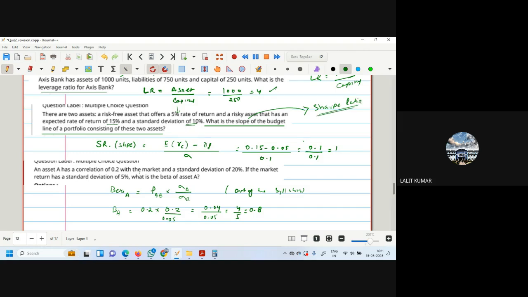Okay. So you calculate the Sharpe ratio, (E[R_C] minus R_F) by sigma. Everything is given and it comes to 1. Is this okay? Yes. Okay.